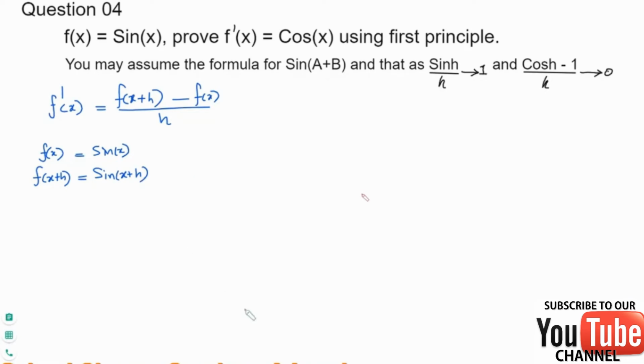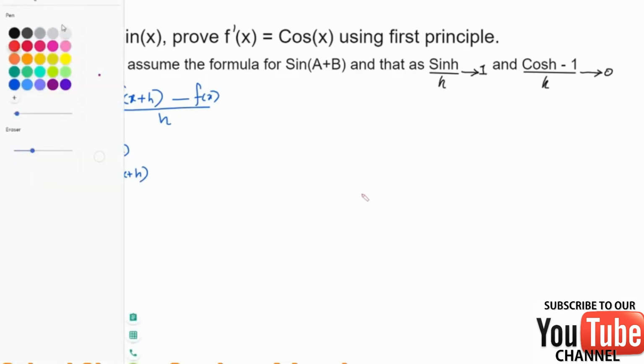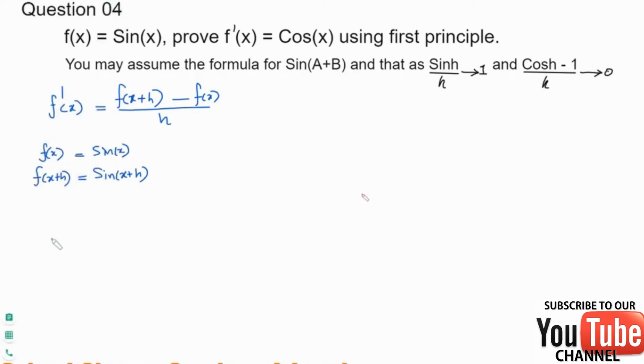Now I change the color. You need to understand a formula in trigonometry. This may be in the formula book, so you don't need to remember. If you already remember, you can apply it, but you need to know this one. The sine addition formula, we call sine a plus b. So what is the formula for sine a plus b? Sine a cos b plus cos a sine b.